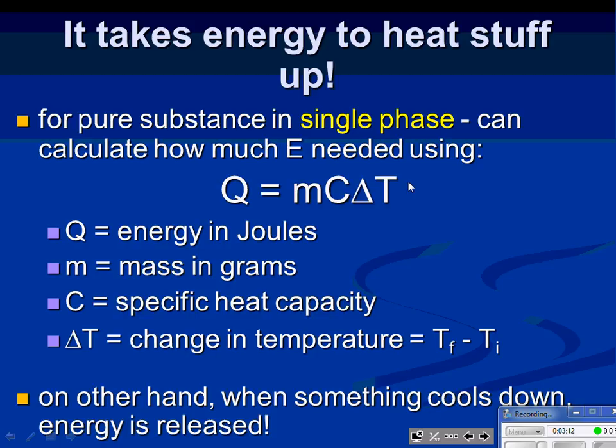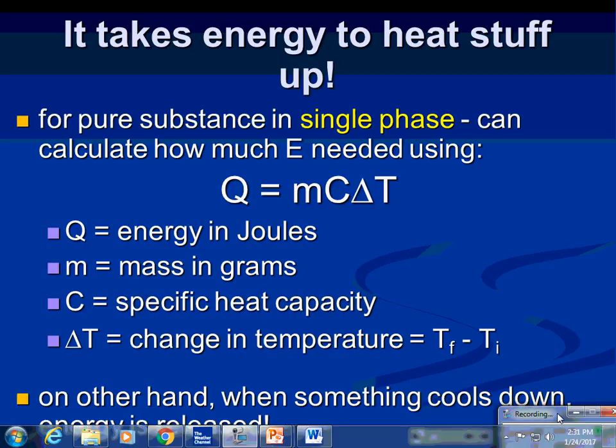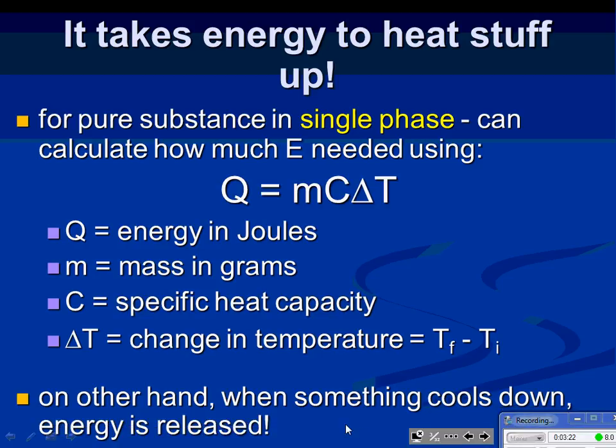So we just stated it takes energy to heat stuff up. Well, on the flip side of that, it releases energy when something is cooled down. So in order to heat something up, we need energy. In order to cool something down, it is releasing energy.